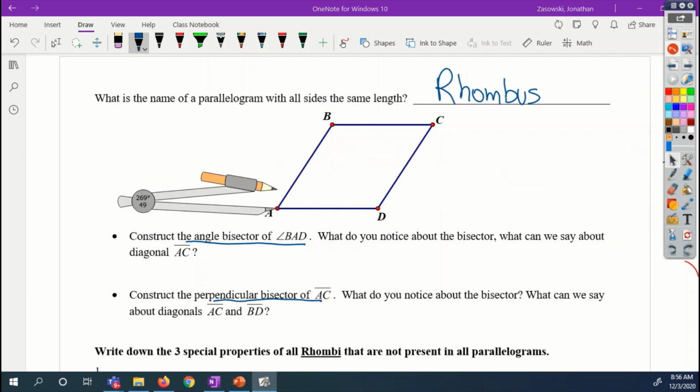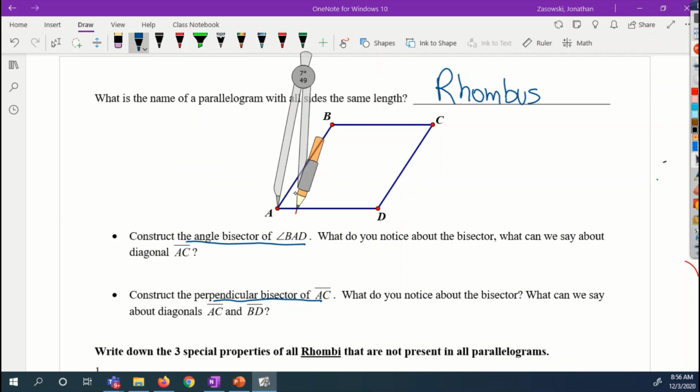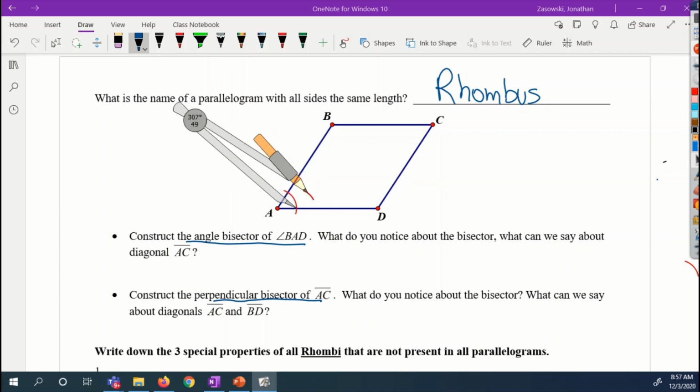So if I take my compass, I'm going to place the sharp point on point A, okay? I'm going to open up my compass and draw a circle around A that intersects angle BAD twice. And now we're going to keep our compass the same length. We're going to draw an arc in the middle of our angle, okay? Somewhere in the middle from where circle A intersects this angle. So there are 2 points. Place our compass on the first point here, okay? And then we're going to draw an arc that goes to the middle of the angle.